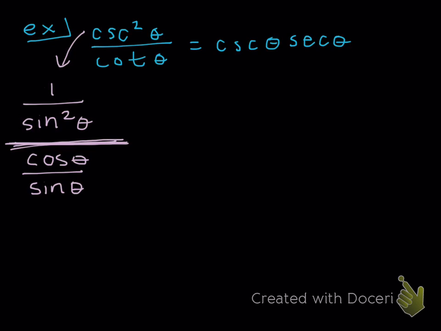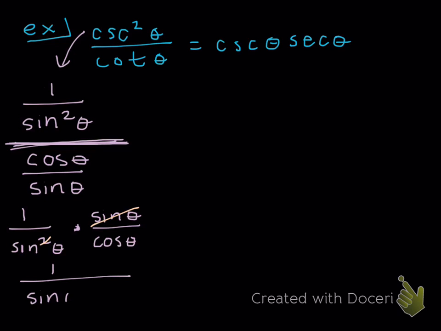So we go back to our basics of keep, change, flip. So I have 1 over sine squared of theta, and I'm multiplying by the reciprocal of sine of theta over cosine of theta. And similar to the last problem, notice when I'm multiplying, I have a sine in the top and a sine squared in the bottom. So I can kind of reduce this by a sine. So this sine is going to cancel out with that squared. So that means I'm at 1 over sine of theta times a cosine theta.